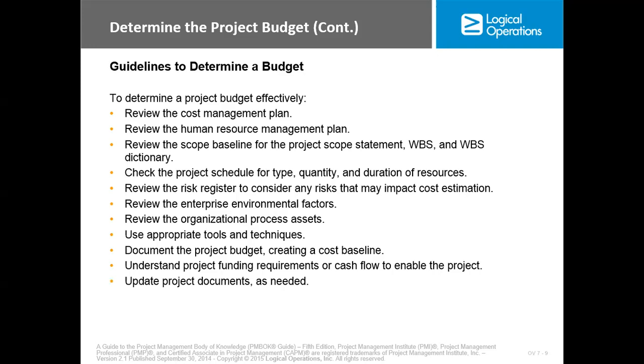Now, guidelines to determine budget: review the cost management plan, review the human resource management plan, review the scope management, the scope baseline for the project scope statement, WBS and WBS dictionary, check the project schedule for type, quality, quantity, and duration of the resources, review the risk register to consider any risks that may impact cost estimation, review the enterprise environmental factors, and review the organizational process assets, use appropriate tools and techniques, document the project budget, creating a cost baseline, understand project funding requirements or cash flow to enable project budget, update project documents as needed.